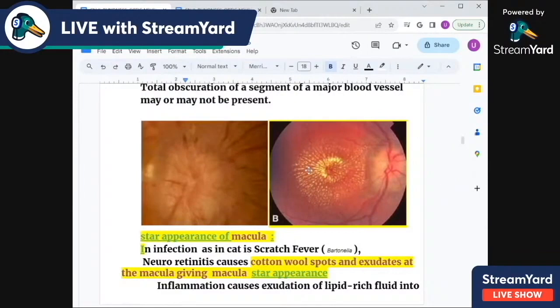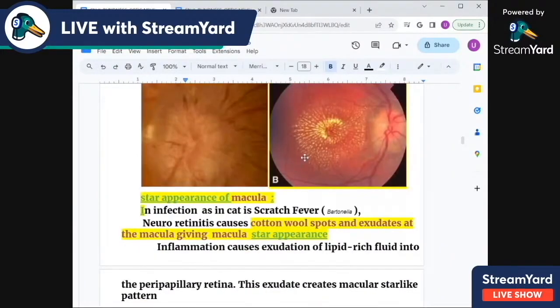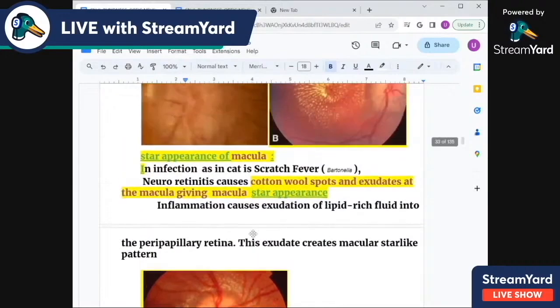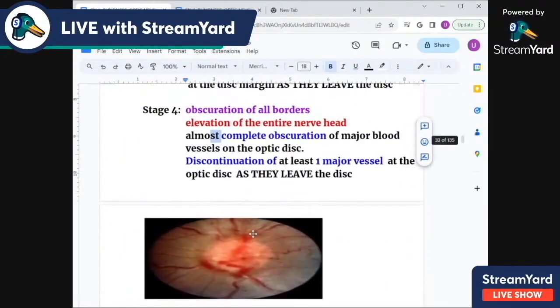And see this beautiful star macula. This occurs in neuroretinitis in cat scratch disease, but it may also occur in papilledema and in diabetic and hypertensive retinopathy. The star appearance of the macula is due to leakage of lipid. These are the stages of papilledema.